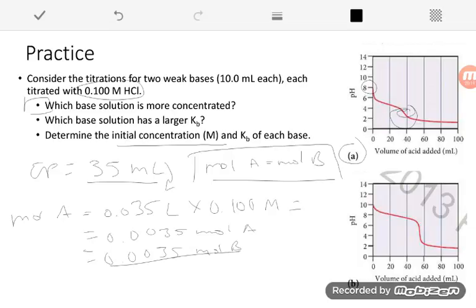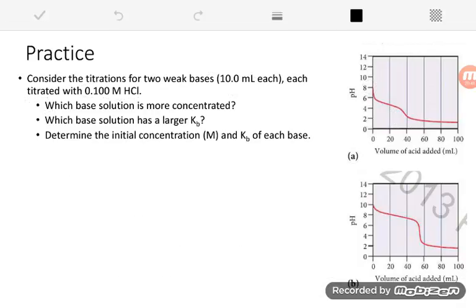Well, now that I know the moles of base, I can get the concentration really easily. Concentration is just moles per liter. So I know that I had 0.0035 moles of base, and I originally had 10 milliliters, or 0.010 liters of that, which means that my concentration is 0.35 molar for A. We can do the exact same thing for B. We're going to look at the equivalence point. It looks like that occurred at about 55 milliliters.